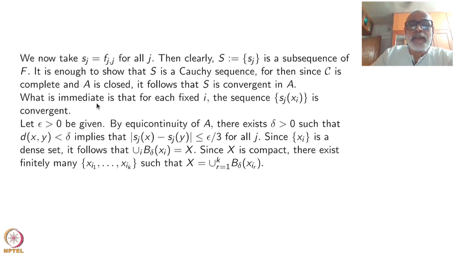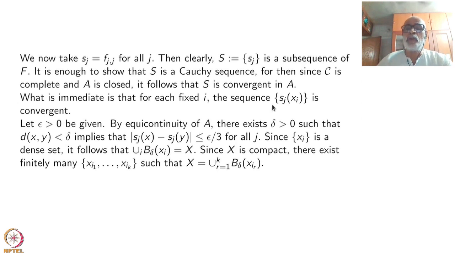Okay. So what is immediate is the fact that for each i, the sequence Sj of Xi is convergent. For each fixed i, Sj of Xi will be convergent, because after a certain stage, when j is bigger than i, Sj of Xi is a subsequence of Fi of Xi. A sequence is converging, so a subsequence will be converging. So Sj of X1, Sj of X2, and so on: what we have achieved is a sequence which is convergent on this countable subset. The countable subset is not an arbitrary countable subset, it is a dense subset.